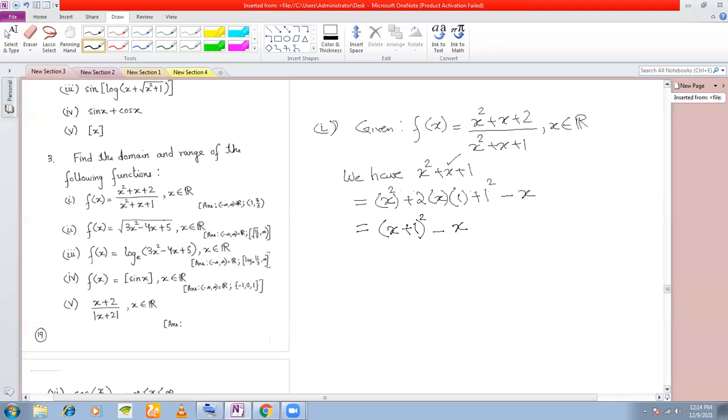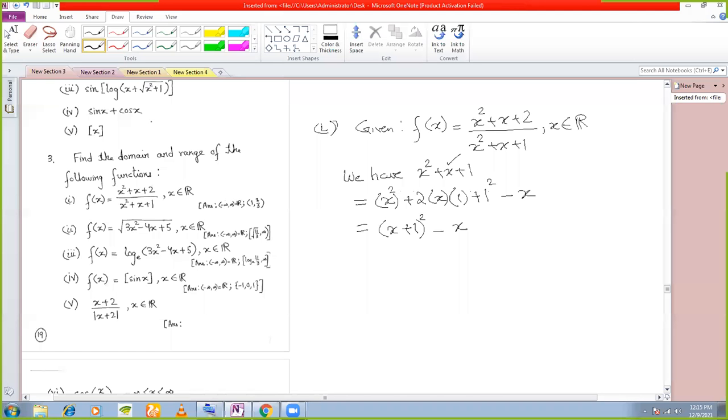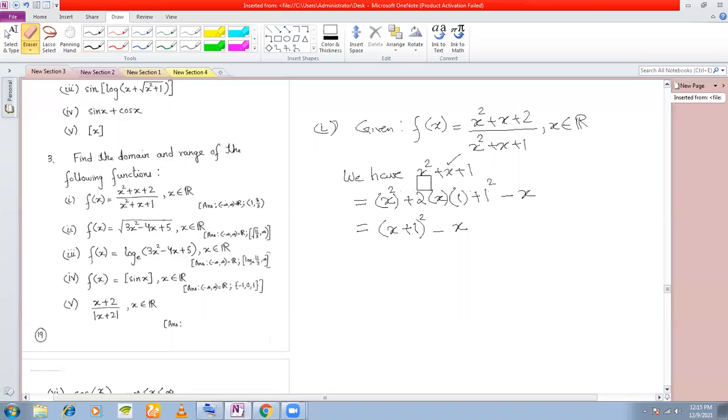So here, for x belongs to R, this cannot be equal to 0. This can be equal to 0. Just give me a minute. This should be 2x actually. Okay, just change this question. This should be x square plus 2x. Okay, fine. Let's change this question.